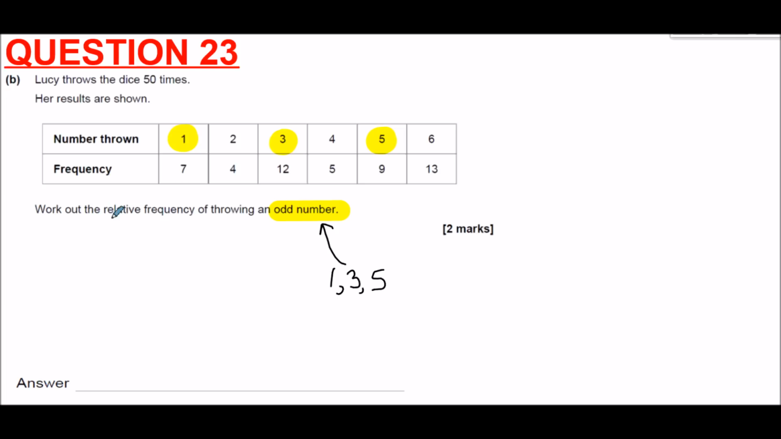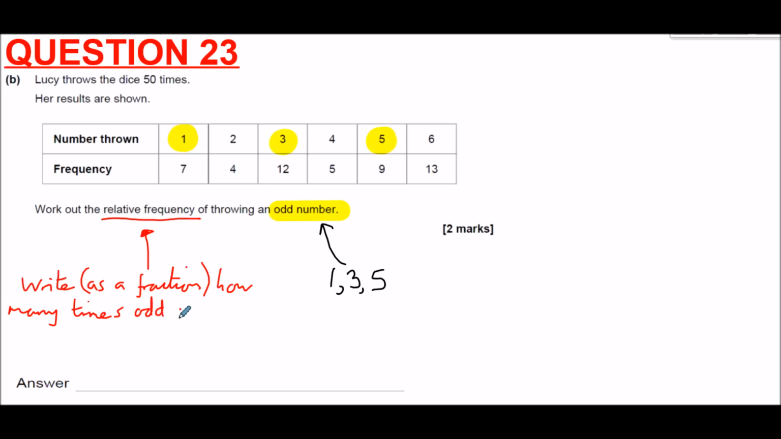Now this relative frequency business, that's just a fancy way of saying we need to write, normally as a fraction, how many times, in this case odd numbers, were rolled, out of the total number of trials. In this case, total number of dice rolls.